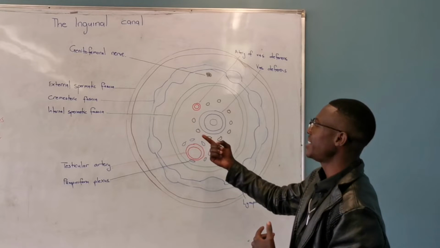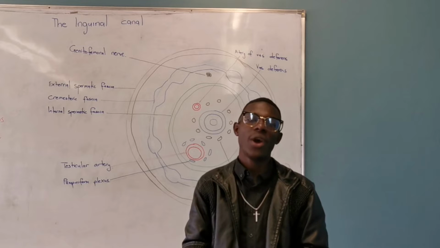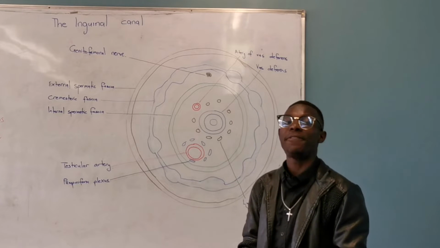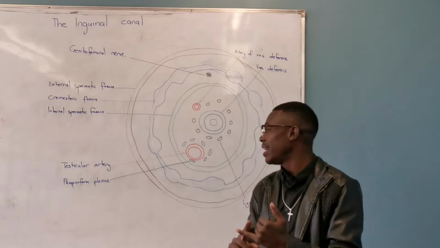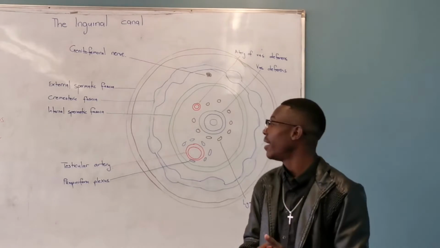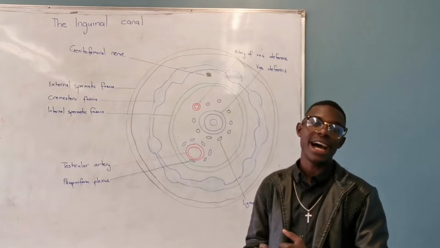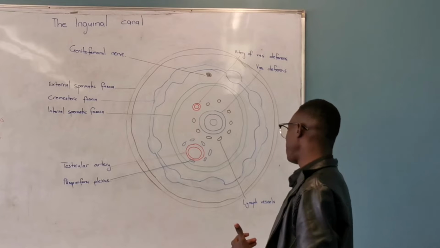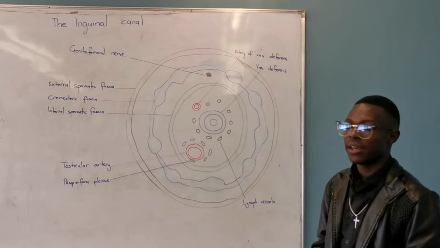So the cremasteric fascia is also going to be supplied by what we call the cremasteric artery, which is a branch of the inferior epigastric artery. So these are the arteries that we have: the testicular artery, the cremasteric artery, as well as the vas deferens artery. In the spermatic cord, we are also going to find lymph vessels, lymphatic vessels.